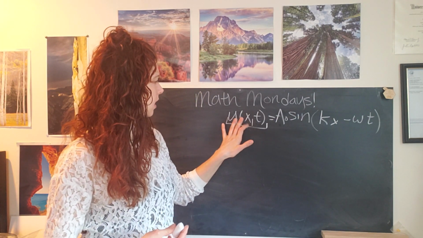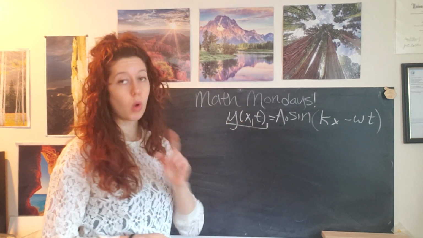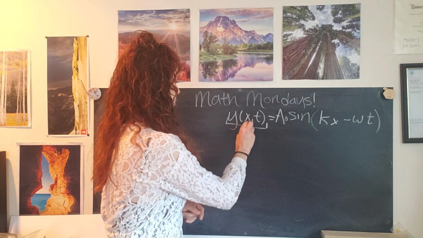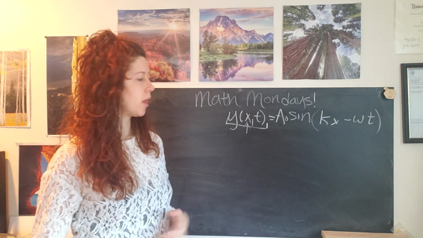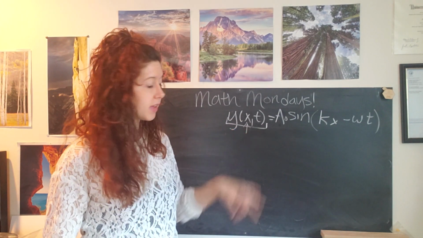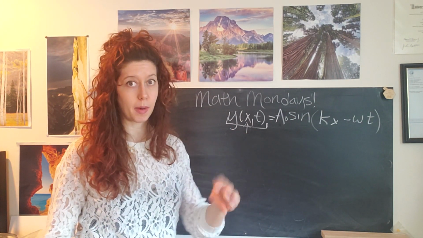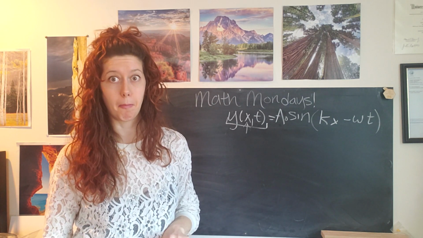Okay, so the other thing I'll mention is that this is a one-dimensional wave. So we can tell that because there's only one variable in space. What would our left side of the equation look like if we wanted to talk about all three dimensions?